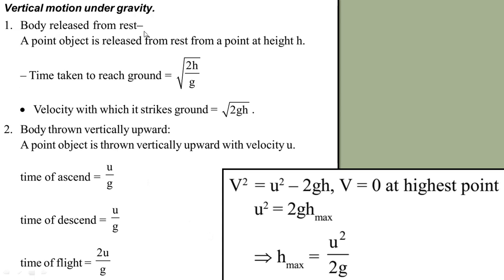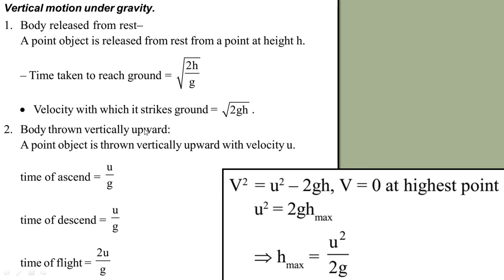Then vertical motion under gravity. Whenever we consider vertical motion, gravitational acceleration is considered. Here acceleration becomes gravitational acceleration. First, a body released from rest: a point object is released from rest from a point at height h. The time taken to reach the ground is equal to square root of 2h divided by g, where g is the acceleration due to gravity and h is the height from which the object is released. The velocity with which it strikes the ground is equal to square root of 2gh.